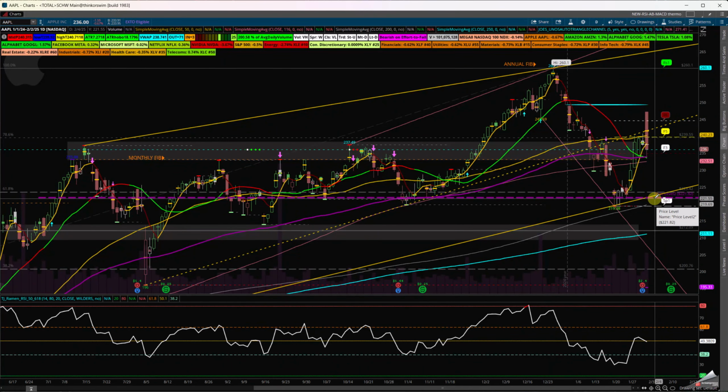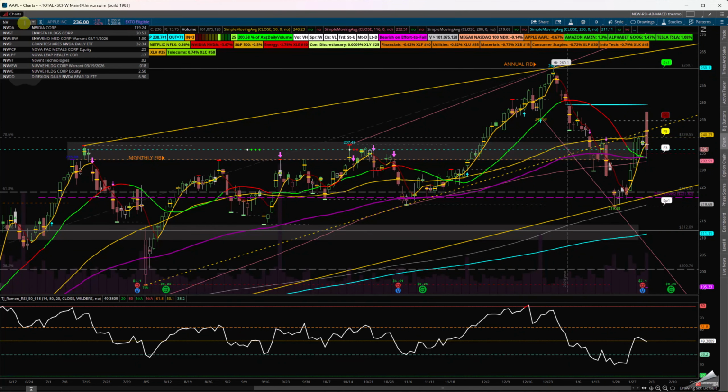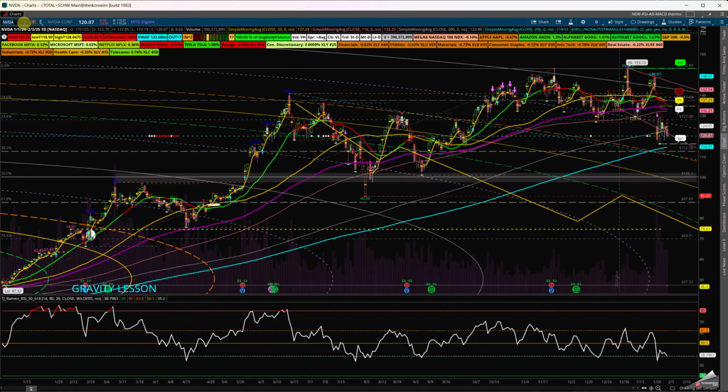If not, it'll come back to that big area here that I have marked, which is the 212 in Apple. Let's take a look at NVDA. You're going to see a lot of ovals in here. All I want you to do is pay attention to this consolidation.